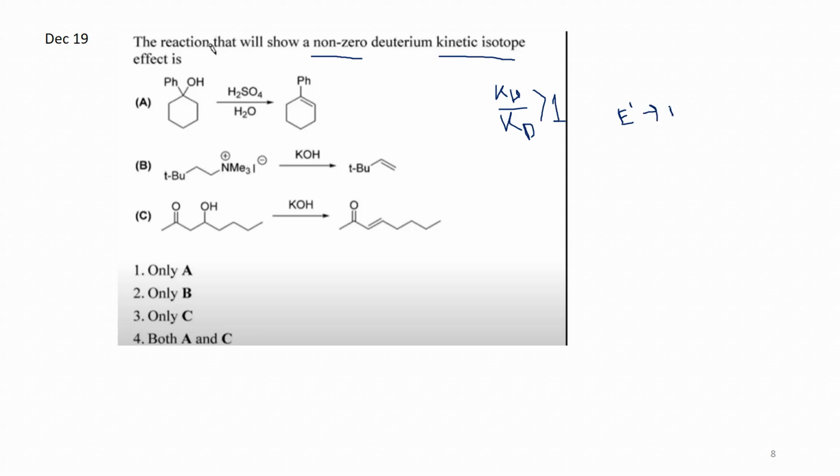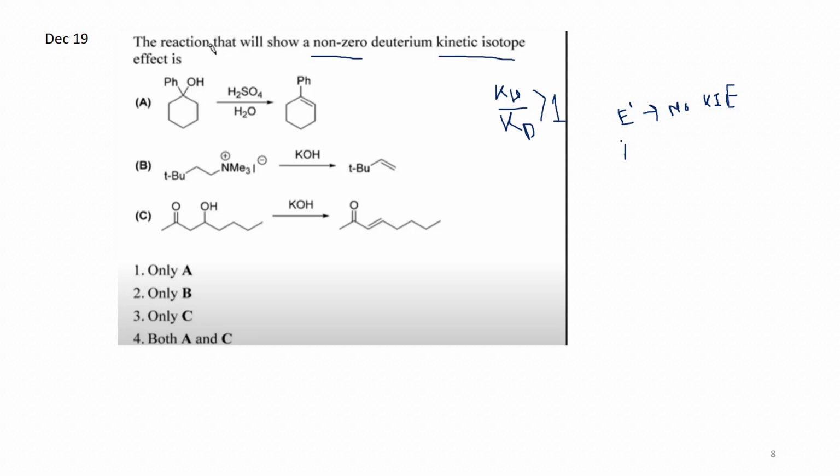No kinetic isotope effect. Why? Because in case of E1, first the leaving group leaves from the system. After that, the CH bond gets broken, which is not the rate determining step. In this case, the first step is the rate determining step. That's why in case of E1, no kinetic isotope effect is observed.